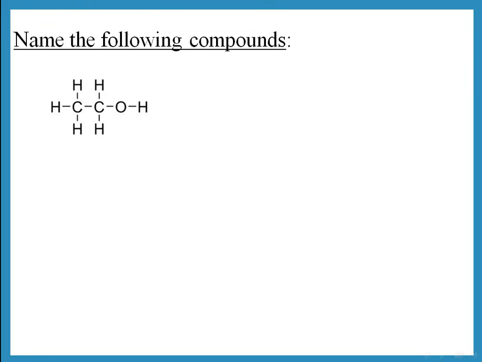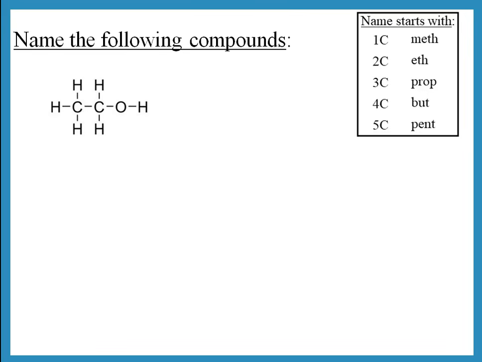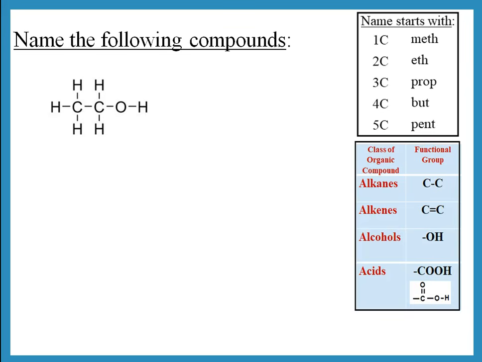So this is something you should know from O level. To name the compound, I first count the number of carbons. Now, how many carbons do I have here? I have 2. And you should remember that anything with 2 carbons, the name should start with what? With eth. Now, I look at this compound and I determine, is it an alkane or alkene or alcohol or acid, depending on the functional group present. This is something that has an OH, so it's an alcohol, so we call it ethanol.